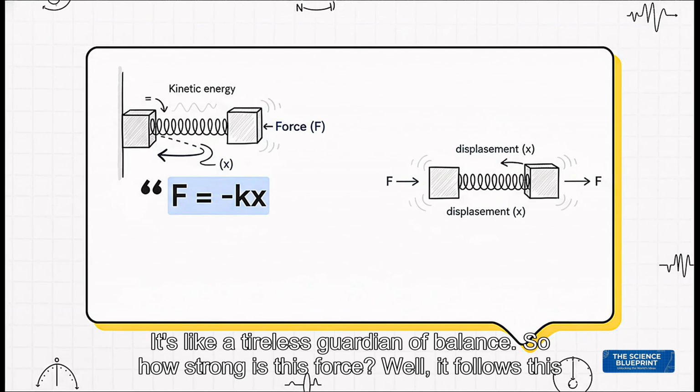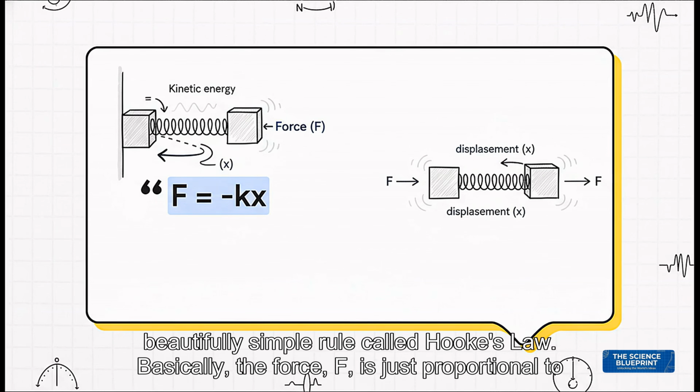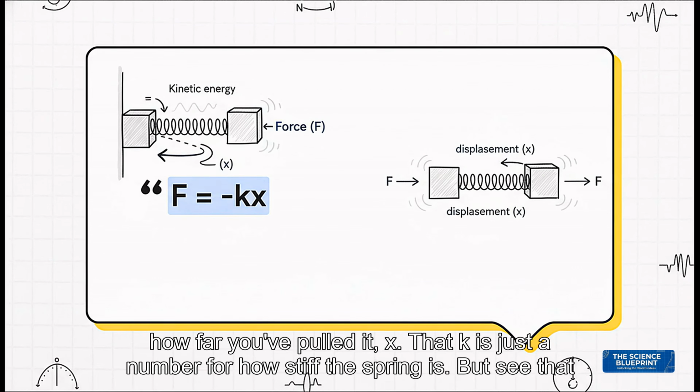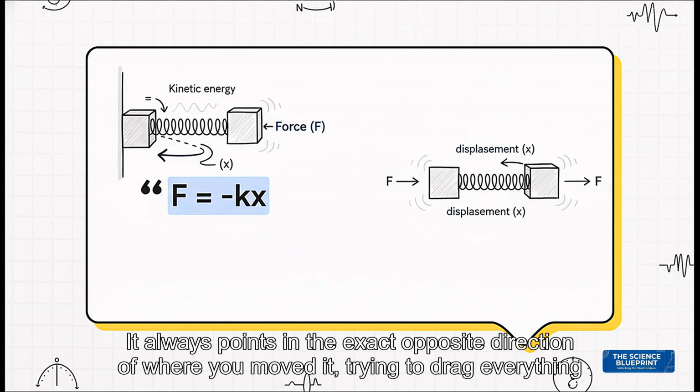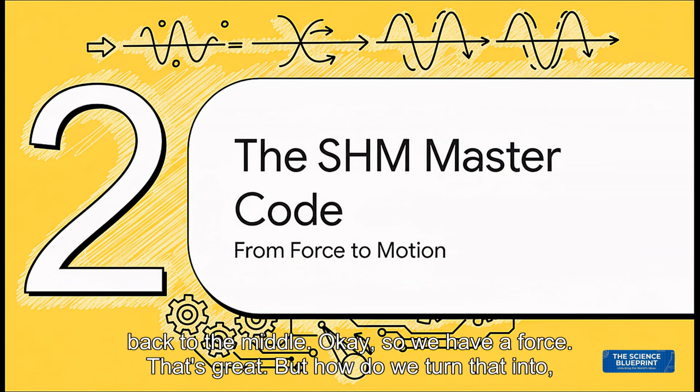So how strong is this force? Well, it follows this beautifully simple rule called Hooke's law. Basically, the force, F, is just proportional to how far you've pulled it, x. That k is just a number for how stiff the spring is. But see that little minus sign? Oh, that is the secret sauce. That's the math way of saying the force is a rebel. It always points in the exact opposite direction of where you moved it, trying to drag everything back to the middle.